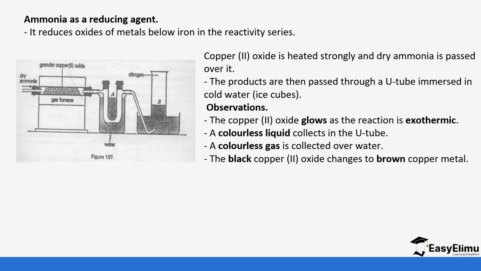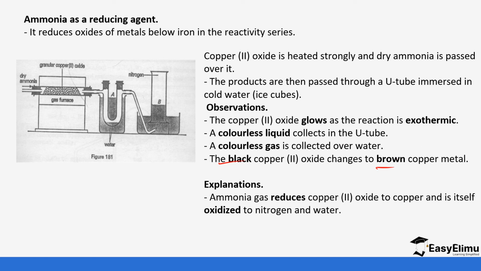When you look at the color change on the copper 2 oxide, it changes from black to brown. So it changes from copper 2 oxide to copper metal. This is because ammonia gas reduces copper 2 oxide to copper and itself is oxidized to nitrogen and water. So this reaction forms water, copper, and nitrogen gas.